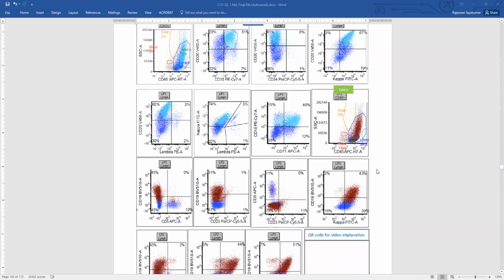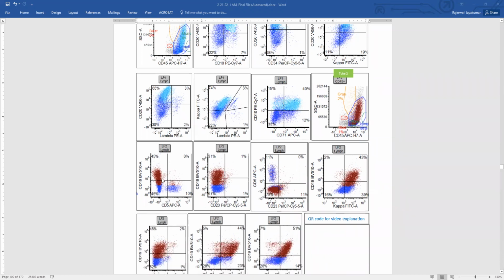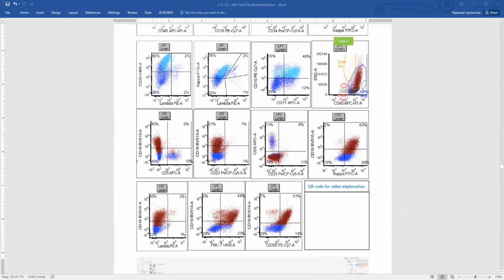Now, in the second tube, we again see that these cells have high side scatter, and the CD19 positive cells are painted maroon here. Those are the B cells. The CD5 positive, CD19 negative cells are the T cells, and these B cells do not express CD23. They are negative for CD5. And again, here we see that they are kappa restricted. They're positive for FMC7, and they're positive for CD200.